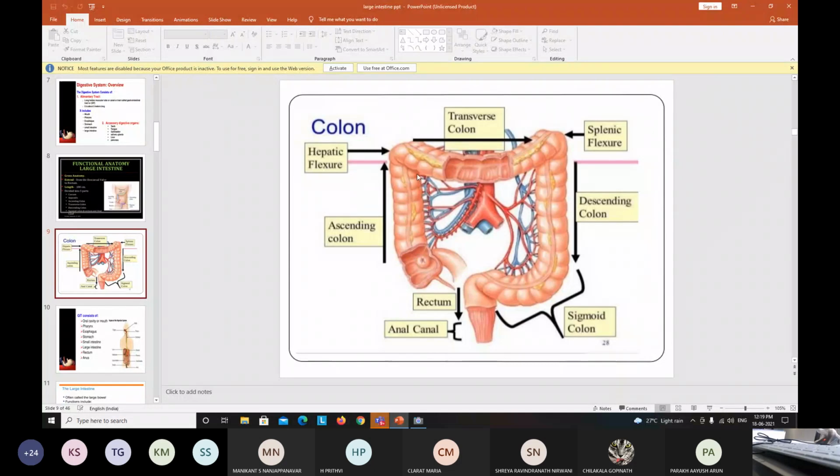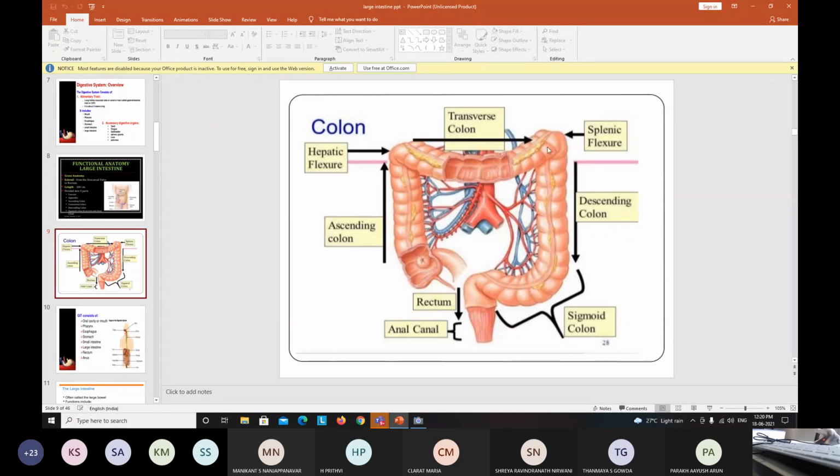Now the arrow mark is showing the ascending colon. This is the right colic flexure, also called the hepatic flexure. Why? Because the inferior surface of the liver is in relation here. Then this is the transverse colon. See the arrow mark and direction, you can find it easily. Transverse colon. Now this is the left colic flexure.